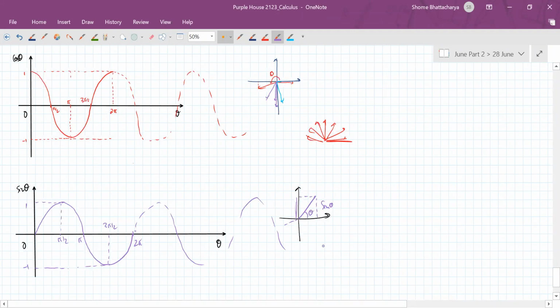You have written 3 pi upon 2, no? 3 pi by 2, yeah. That's the same as 270. Okay. This point here is also 3 pi by 2.